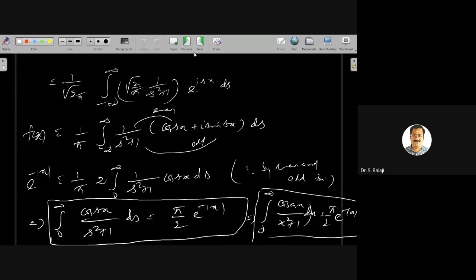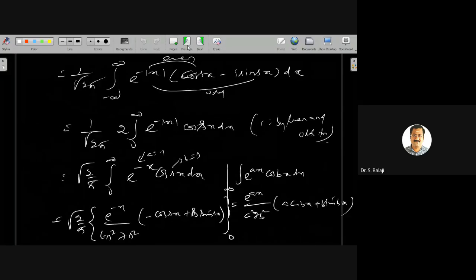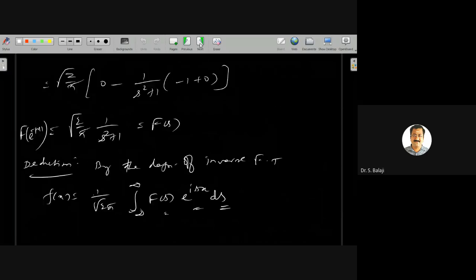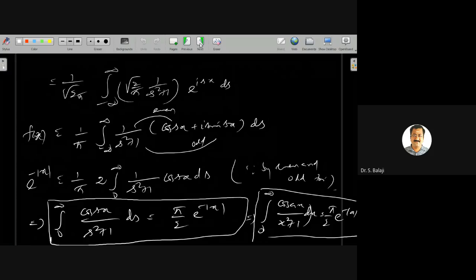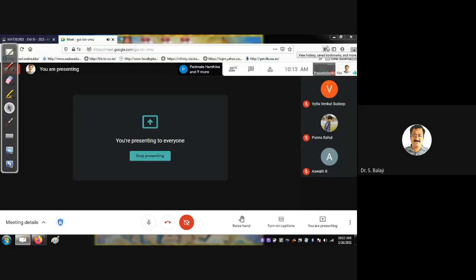Yes, here you are using the formula for e power ax cos bx dx. Similarly, e power ax sin bx dx means e power ax by a square plus b square, a sin bx minus b cos bx. Reverse: a sin bx first and then minus b cos bx. That type of result you can get. Okay? Right. This column over. If you understand, I think that.